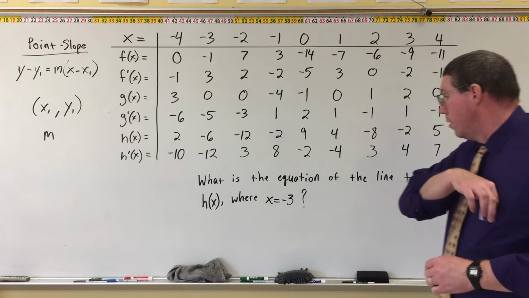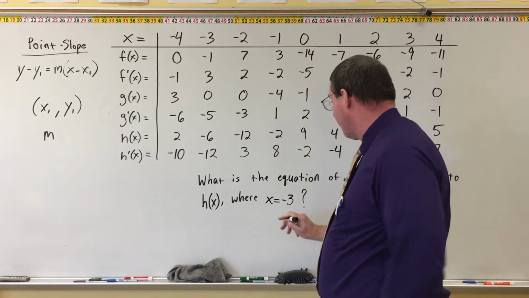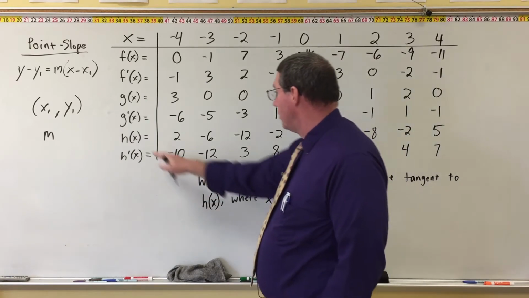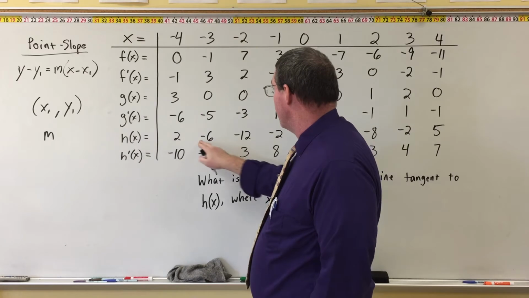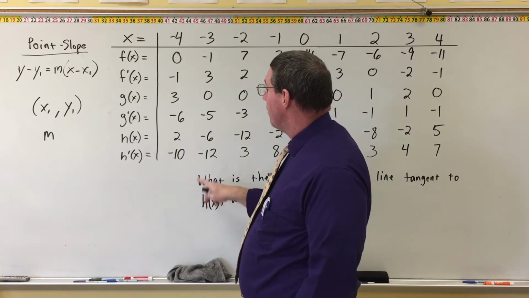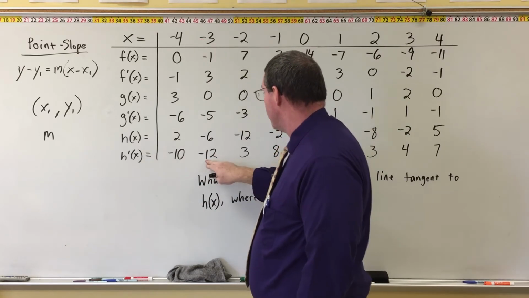All right, so if you did this correctly, we already have the x value. Our x value is negative 3. Our y value is the output value of h of x, where x is equal to negative 3, which is negative 6. And our slope is the output value of h prime of x, the derivative of h, when x is equal to negative 3, which is negative 12.